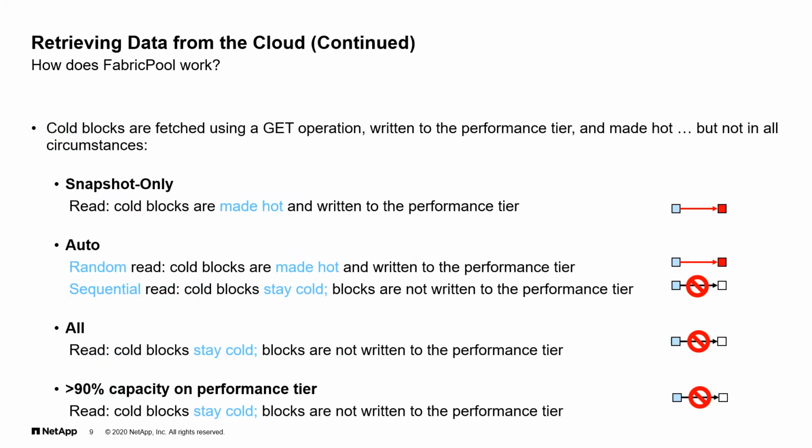There are some circumstances, however, whereby data blocks are not automatically retrieved and promoted back to hot. These include sequential read requests, requests from a volume set with the capacity tier focused all FabricPool policy, and finally if your local performance tier has reached over 90% capacity used.